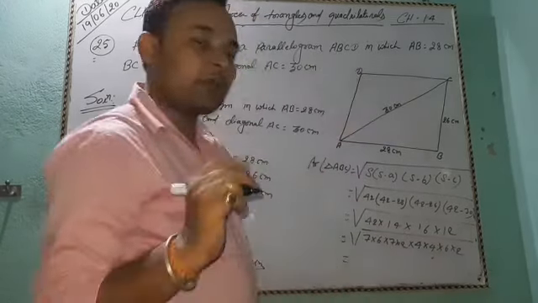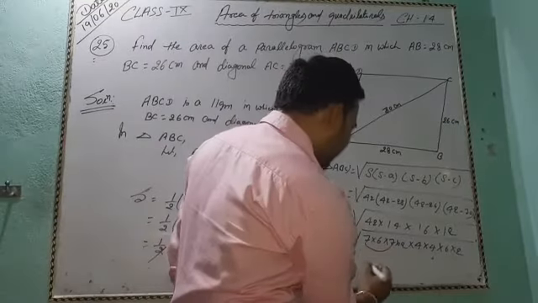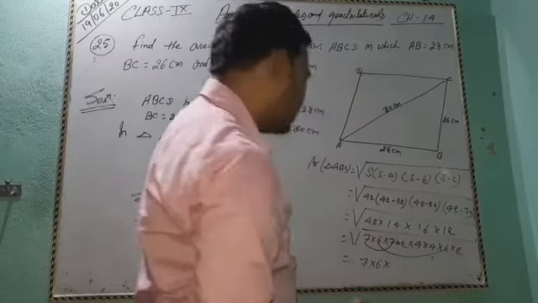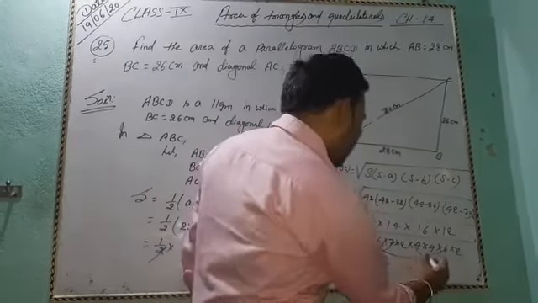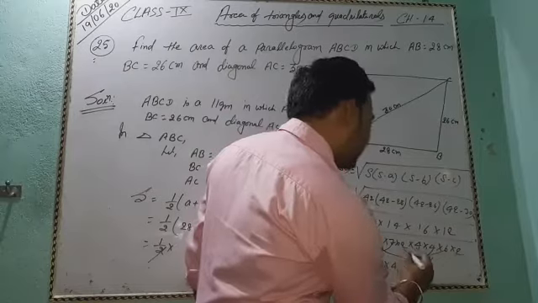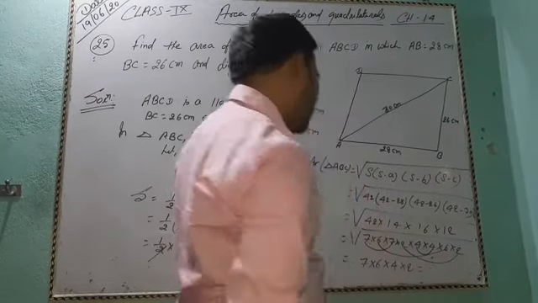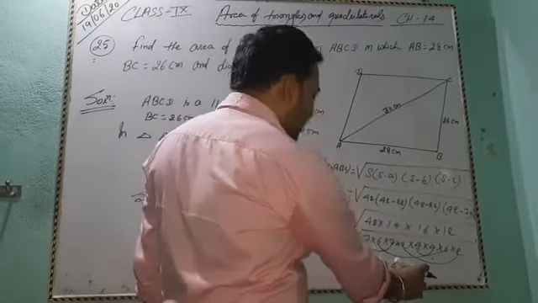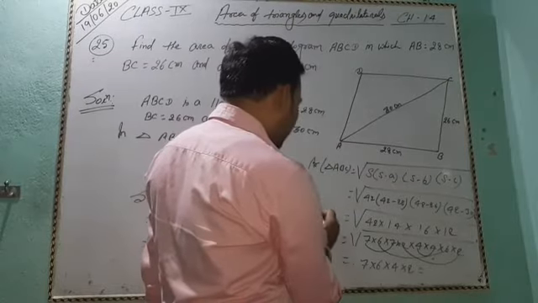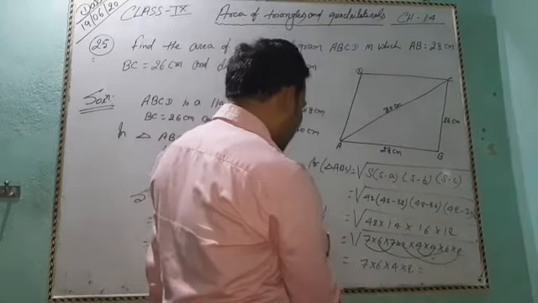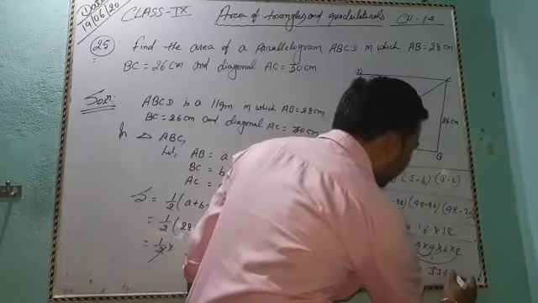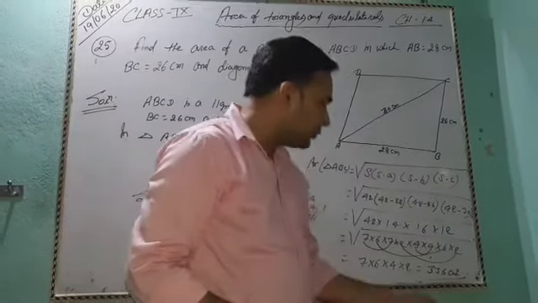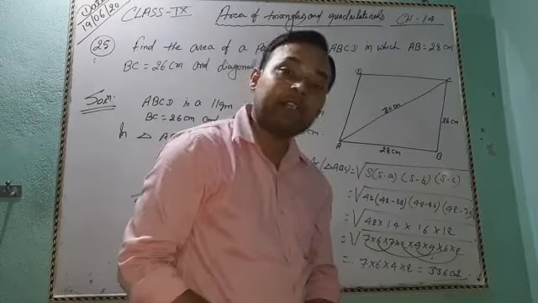Okay, for each pair one comes out, so 7 twos, 7 multiply 2, 6, 1 six is out, and 4 and 2. 7 sixes are 42, 42 twos are 84, and 84 multiply 4, 336 centimeter square. So area of the triangle ABC equal to 336 square centimeter.